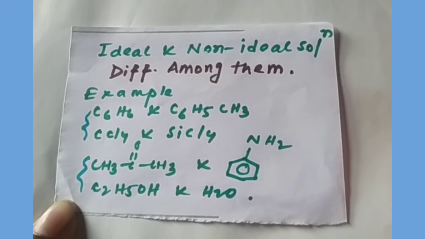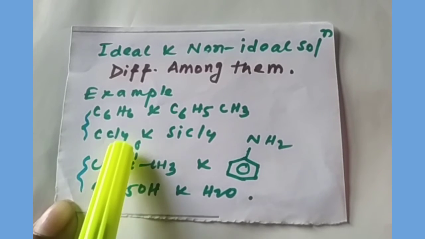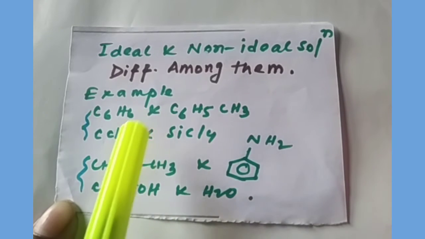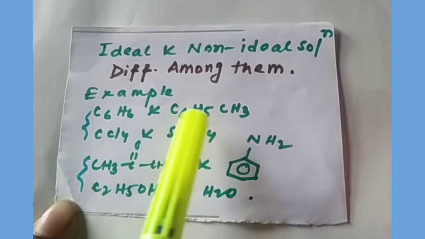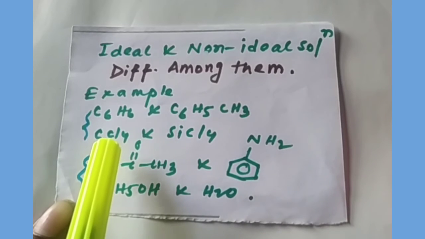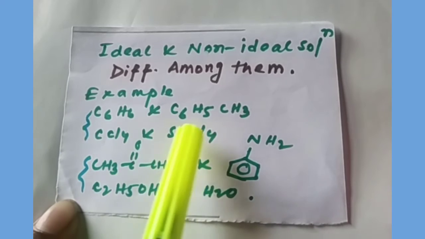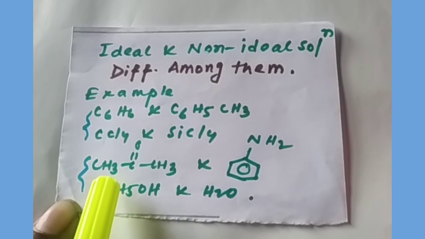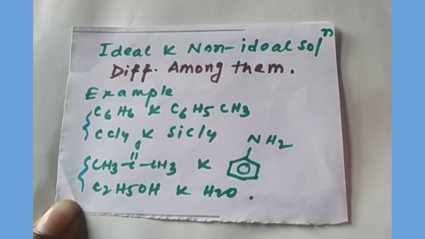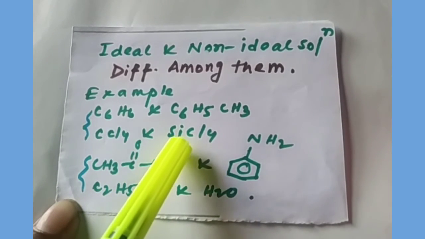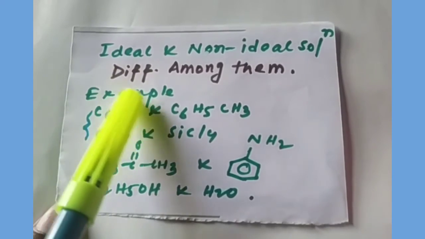Examples of ideal solutions are benzene, C6H6, and C6H5CH3, that is toluene, where one hydrogen is replaced by one CH3 group. Also CCl4, carbon tetrachloride, and SiCl4, silicon tetrachloride. Both are examples of ideal solutions, and they obey Raoult's law at any temperature and concentration. So they obey Raoult's law, right?